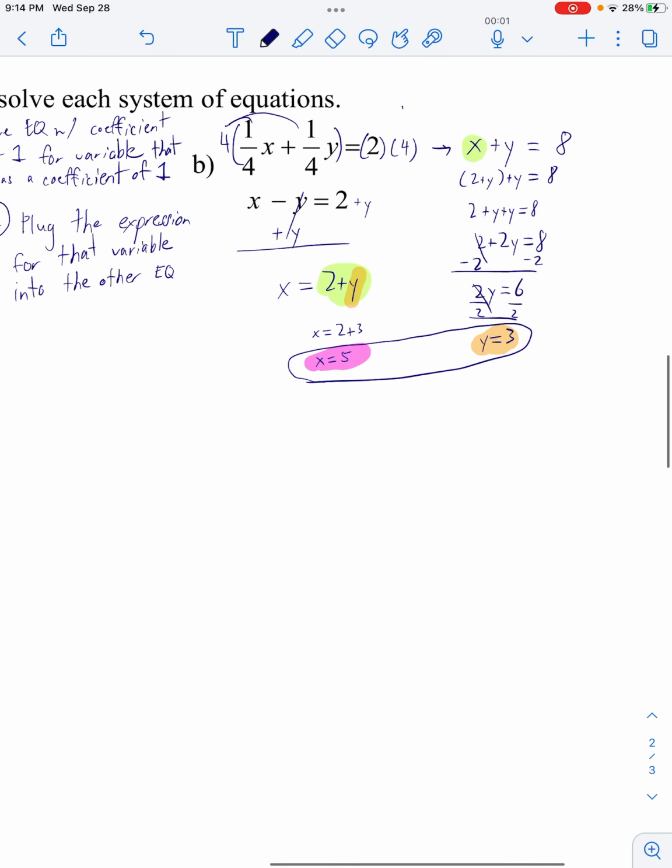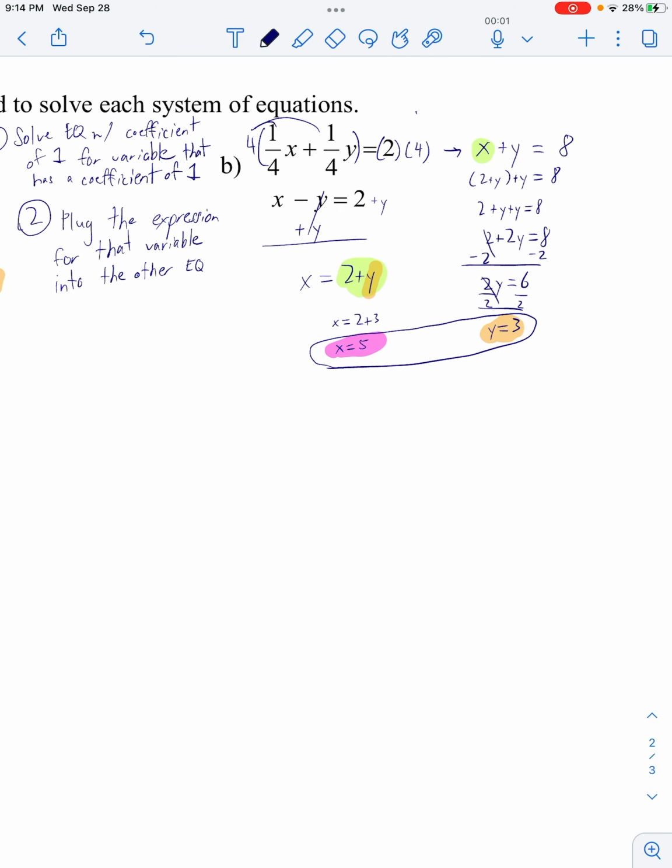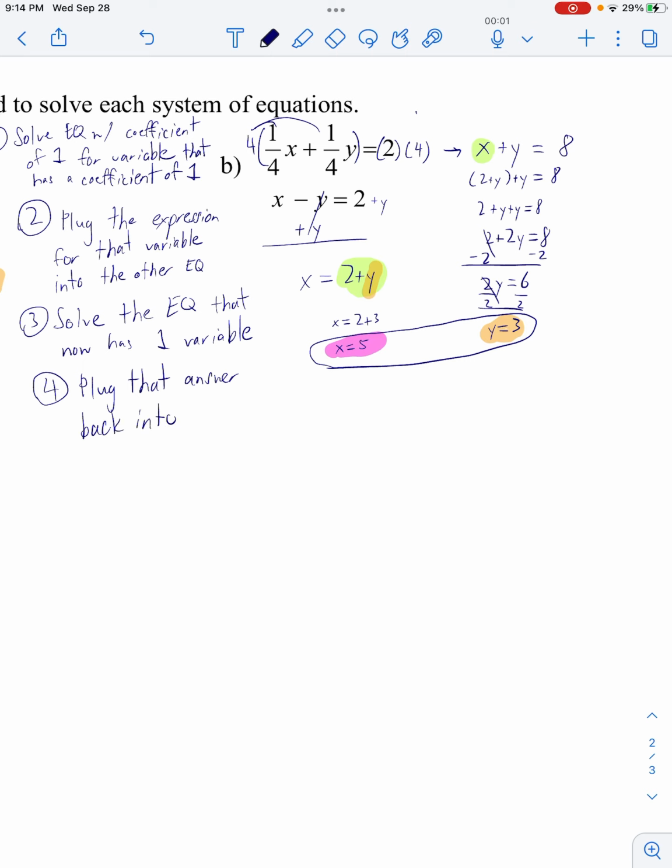All right, so pause the video, slow down if you need to. So my third step was to solve, because we're going to have to solve the equation with one unknown that now has one variable. And then our fourth step was to plug that answer back into the expression from step 2.